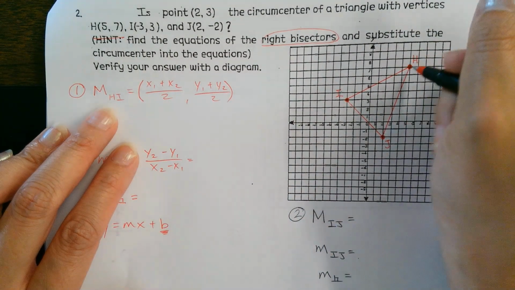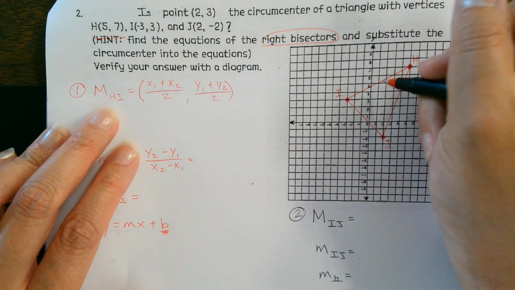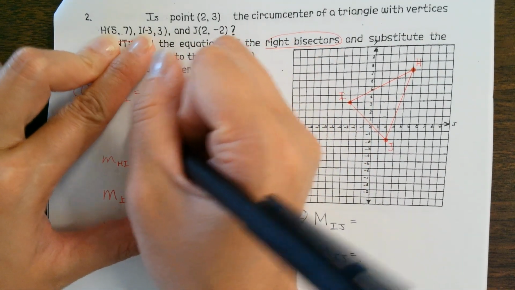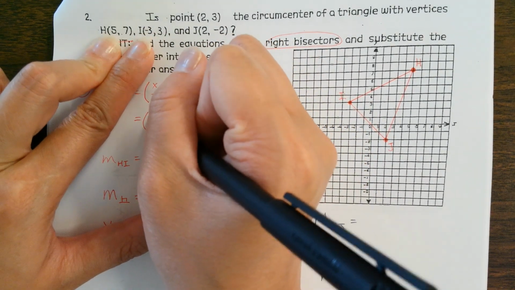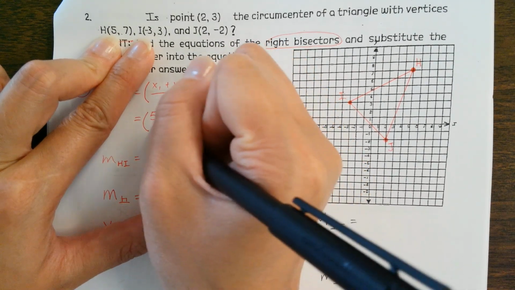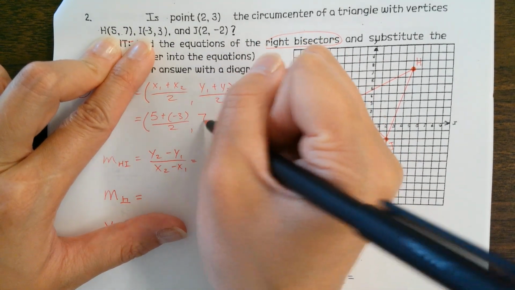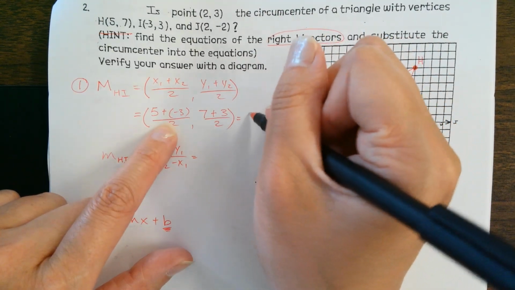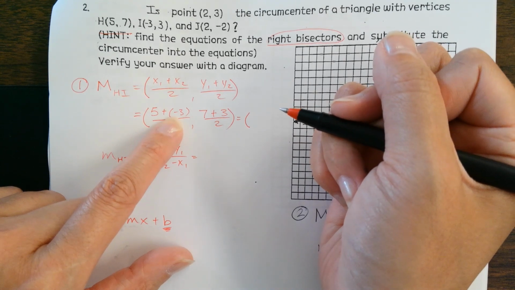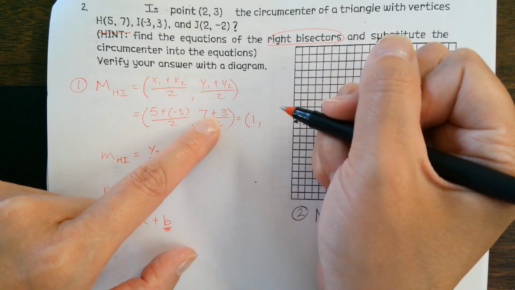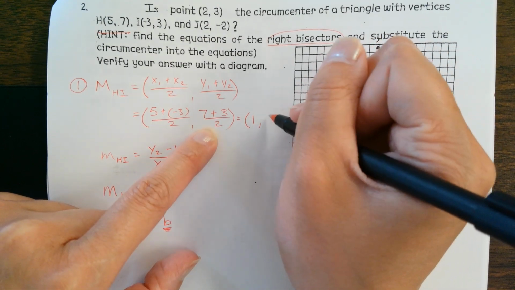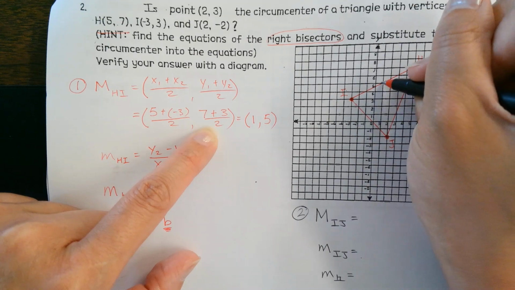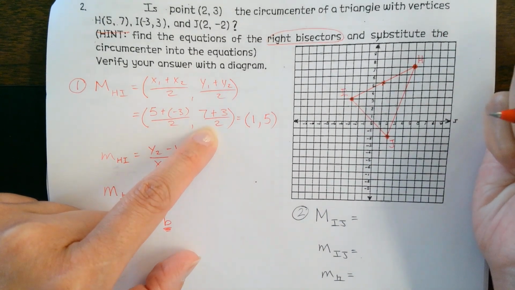So midpoint of HI. I'm looking for this midpoint. I have to use the formula. This is the formula: x1 plus x2 divided by 2, y1 plus y2 divided by 2. So I get 5 minus 3, 2, 2 divided by 2, 1. 7 plus 3, 10, 10 divided by 2, 5. So my midpoint is (1, 5), which is right here. All right, and it looks pretty good.